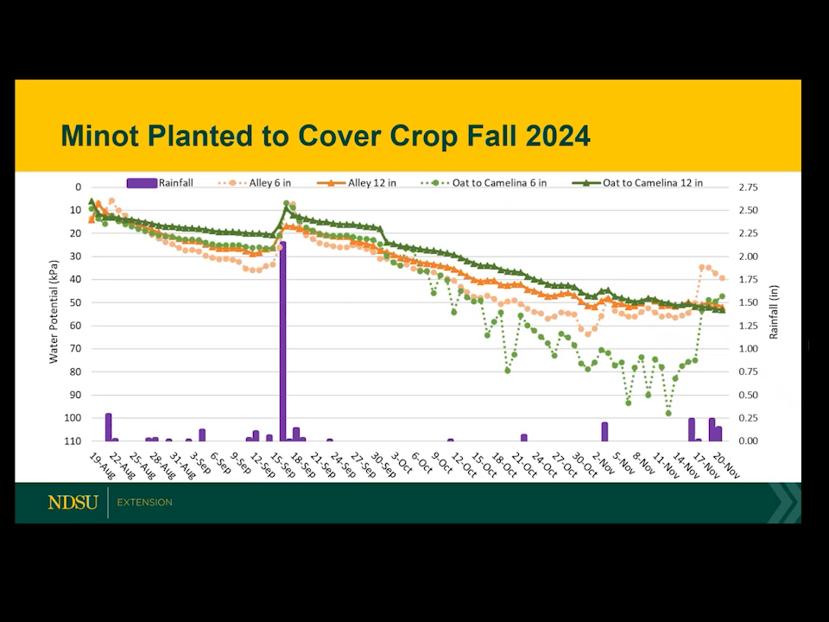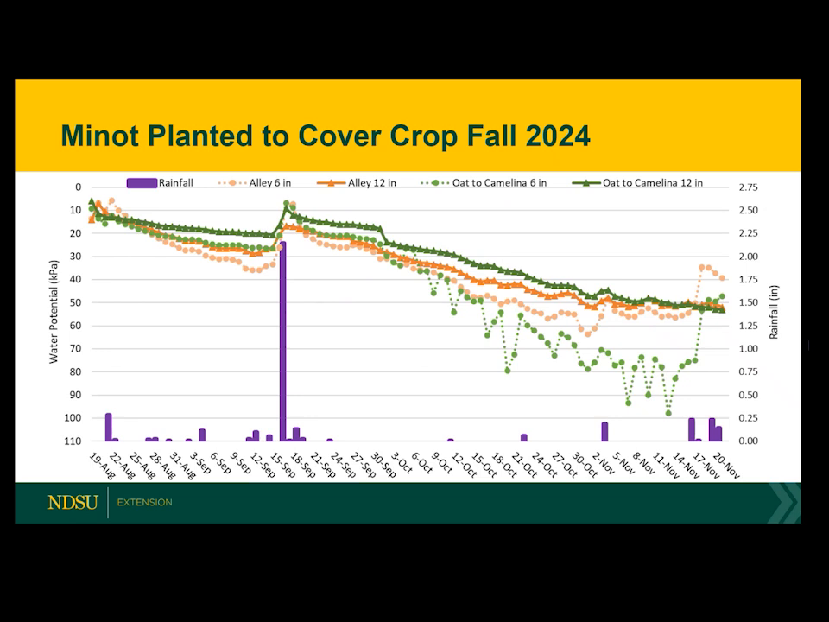We had a big rain here about September 16th, and you can see the area. Green is cover cropped, where 6 inches is the top one and 12 inches is the bottom, and non-cover cropped is the orange. Where we had the cover crop growing, and this is only 1 year of cover crops, we actually saw a nice water infiltration increase from the rainfall.